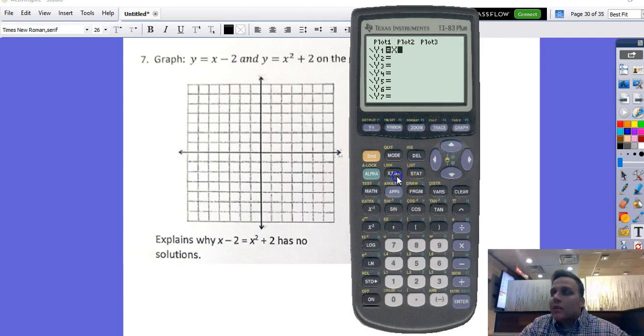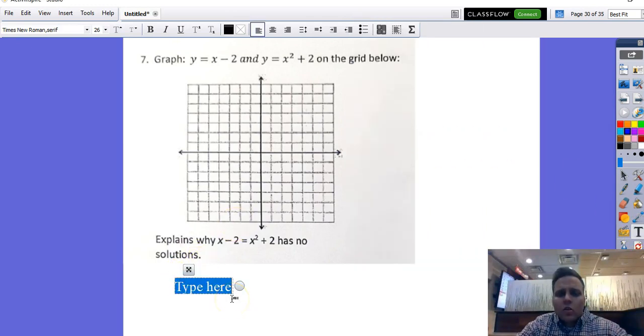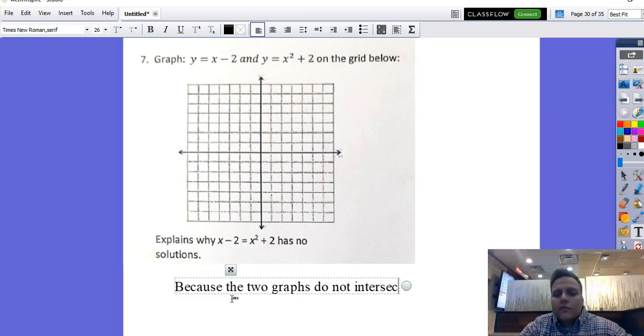And then we're going to type in x minus 2. Alright. And then we're going to type in x squared plus 2. Okay. And we're going to hit graph. And you see here that these two things never ever cross one another. So therefore, the reason it has no solutions is because they never intersect. So there's no solutions because the two graphs do not intersect.